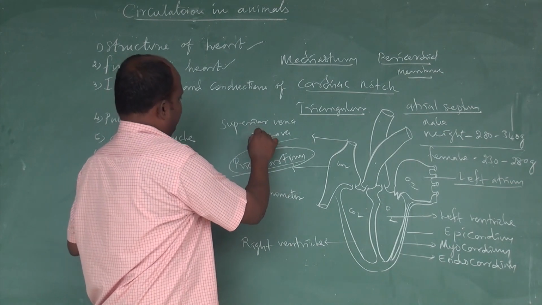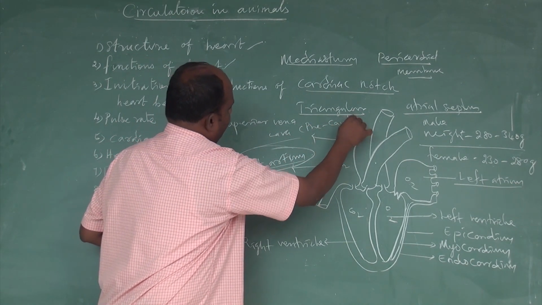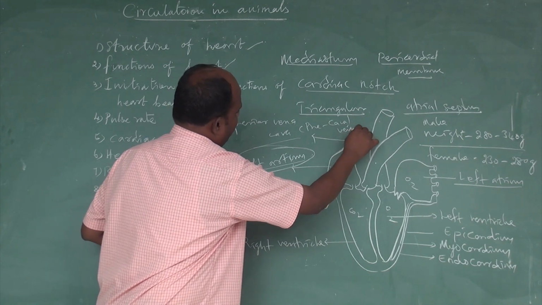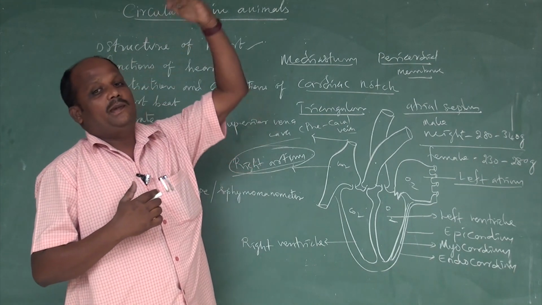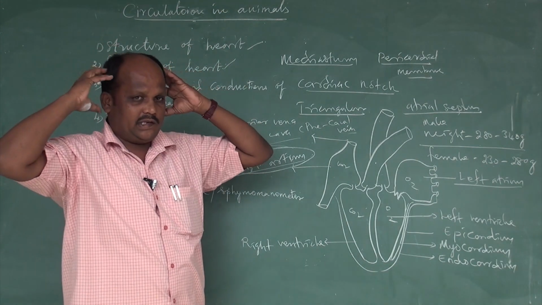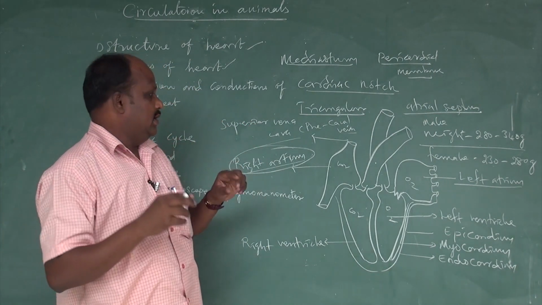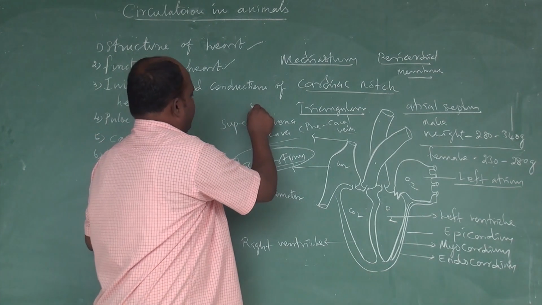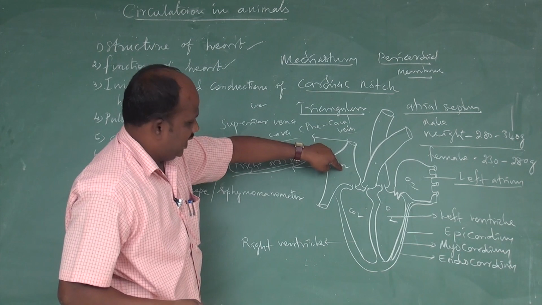The precaval vein collects the CO2 blood from the upper part of the body, presence of head, neck and other parts, collecting the CO2 blood from the tissue. The collected blood passes to the right atrium.